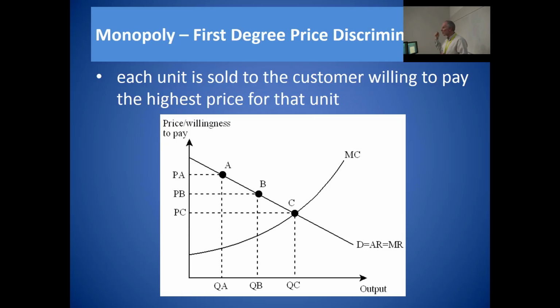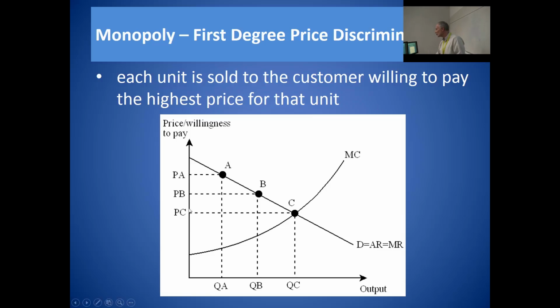The maximum amount that they're prepared to pay. And the monopolist will do this for each and every unit of output, all the way up to this unit here, QC. And for that unit QC, the monopolist knows that there's someone out there who's willing to pay a price of PC. And that is the exact price that he pays.